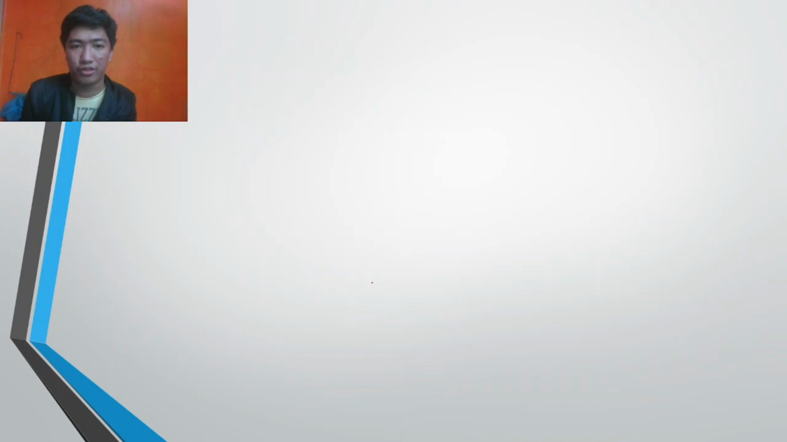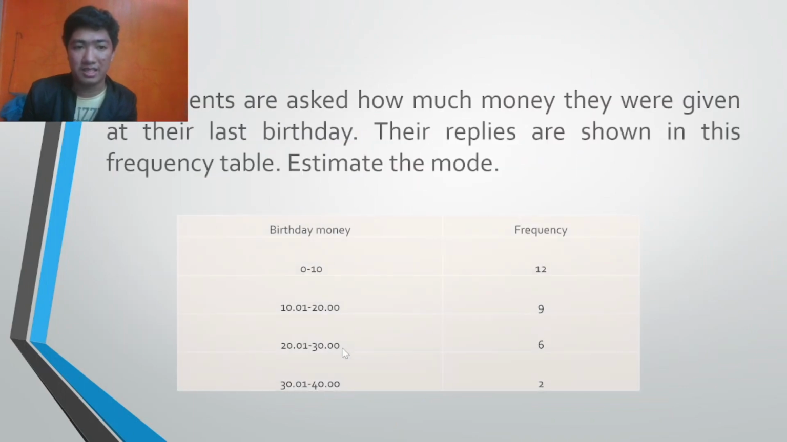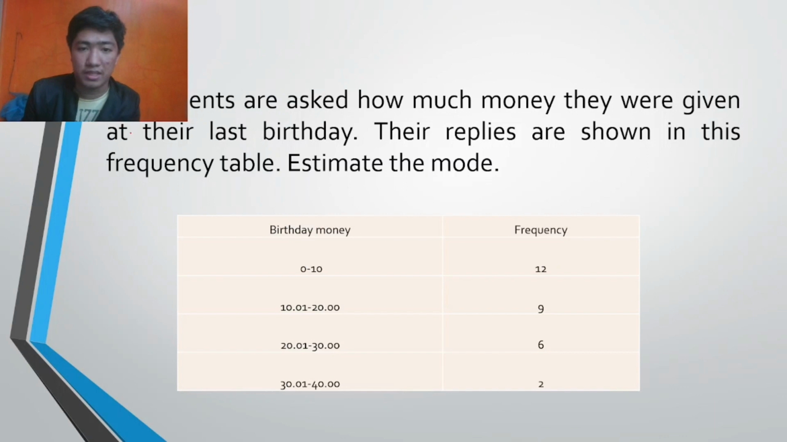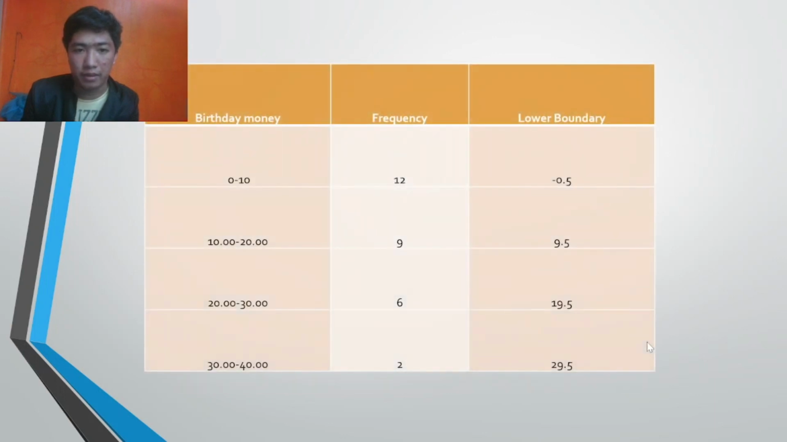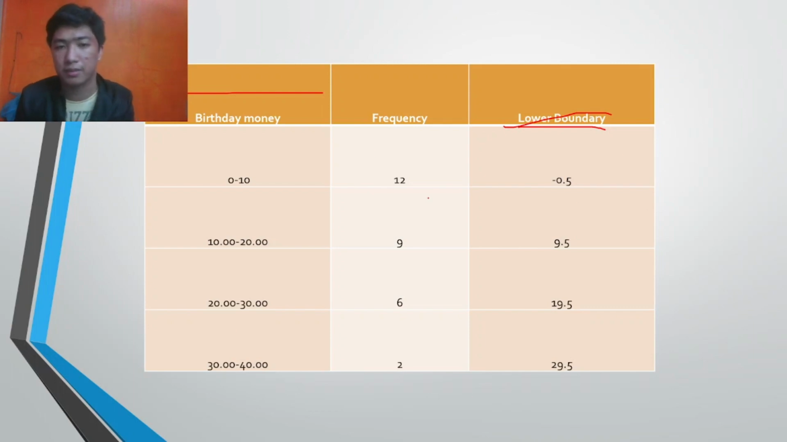Okay, we're moving on to our next problem, which is 29 students are asked how much money they were given at their last birthday. Their replies are shown in this frequency table. Estimate the mode. Now we have to find the mode. We are given a table right here because this is grouped data, and to find the mode, you just have to use the frequency part of the table. You don't need the fx and the cumulative data.